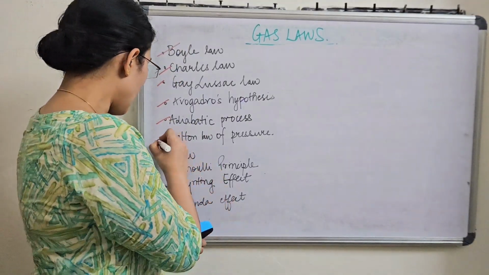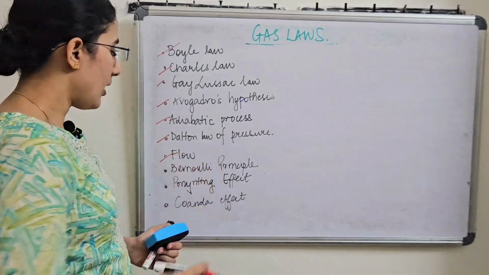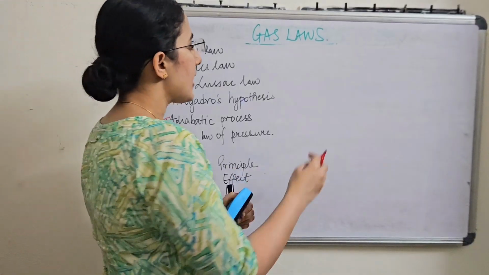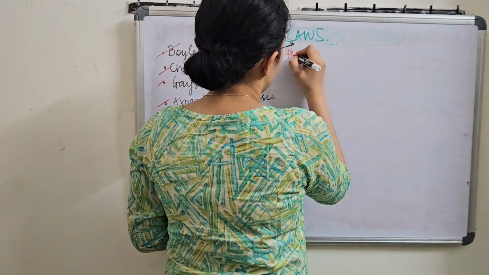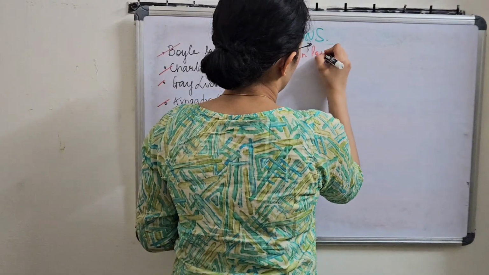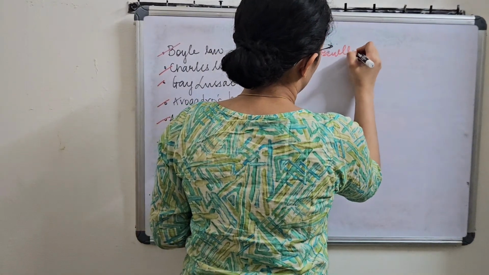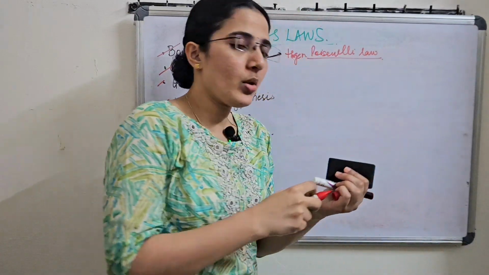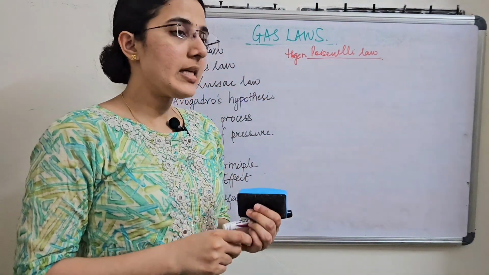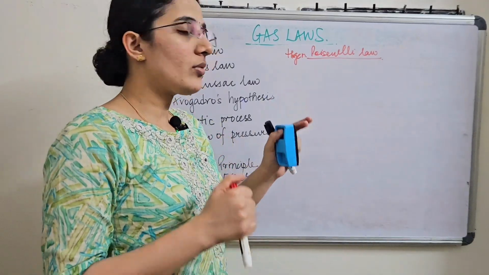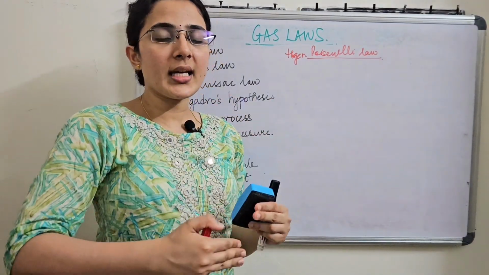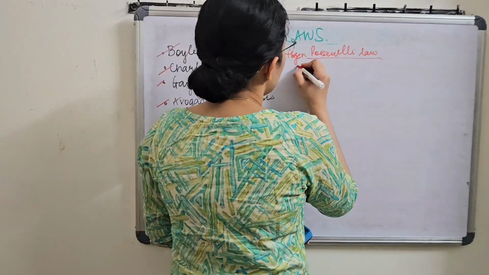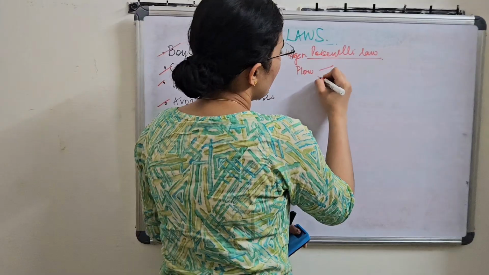Next we come to flow. Flow is basically associated with what is called the Hagen-Poiseuille's law. In Hagen-Poiseuille's law, flow is basically the quantity of the substance which is passing through an area per unit time.